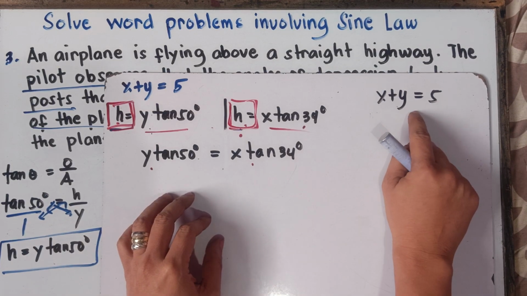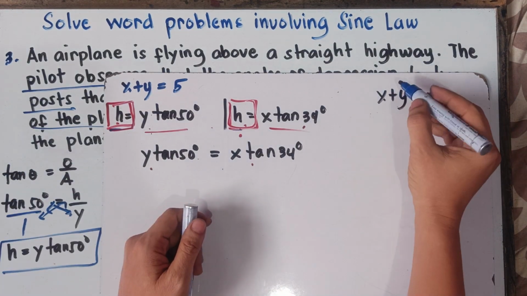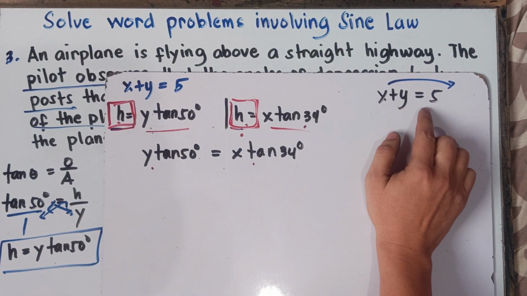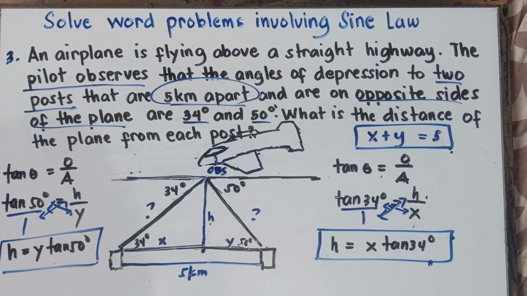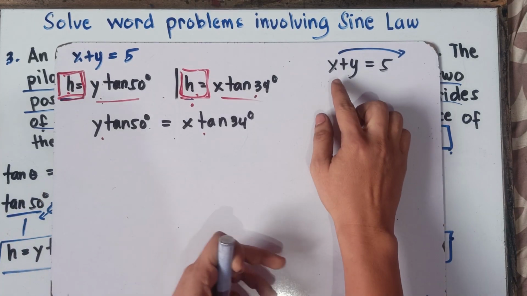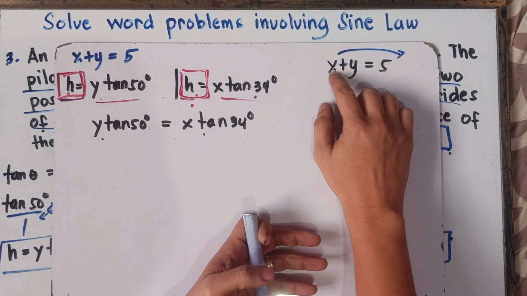Now, to find the value of y, simply transpose x from left to right. Once again, x plus y equals 5. We said it a while ago: the distance x and the distance y, if you add these, will be equal to 5. So therefore, to get the value of y, simply transpose x from left to right.